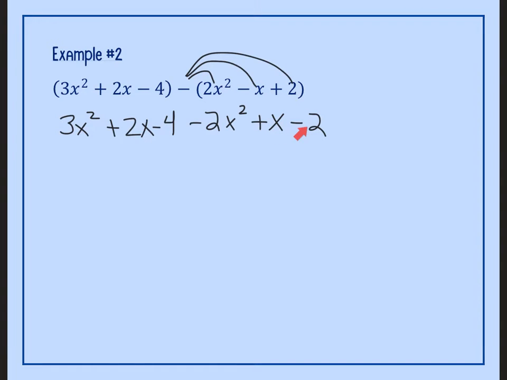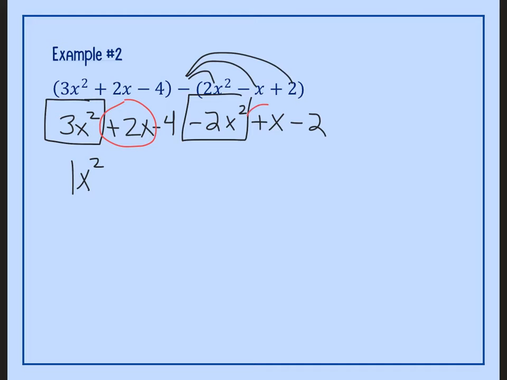And now, just like the first parentheses, we are going to combine like terms. So I have 3x squared, and I can only combine x squared with other x squareds. So 3x squared minus 2x squared is 1x squared. Do you need the 1? No, you do not. Next, I have 2x plus 1x. That gives me 3x. And last, I have my constants. I have negative 4 minus 2 is negative 6. And that's my final answer.